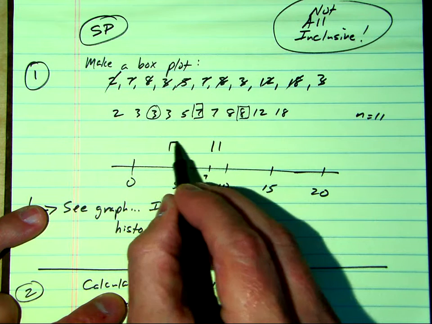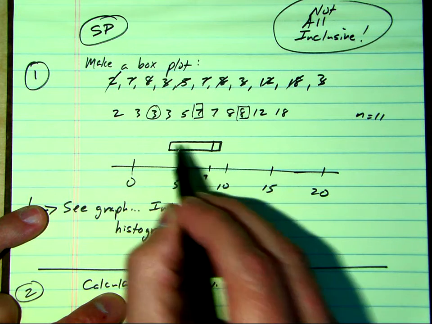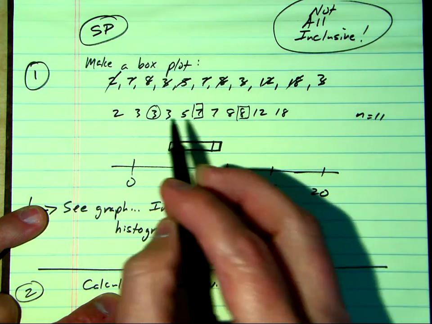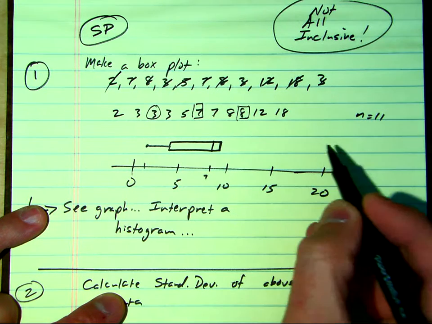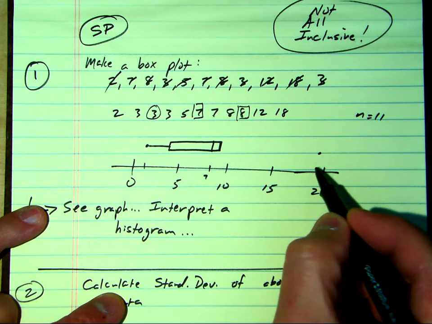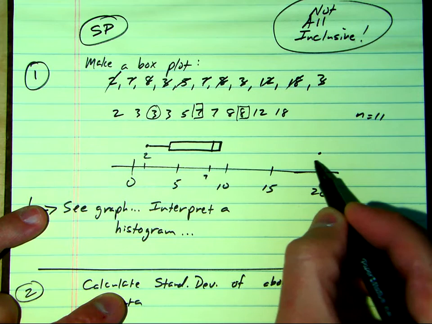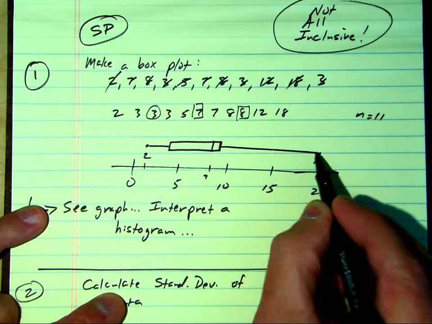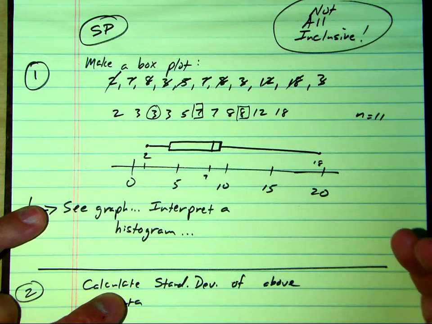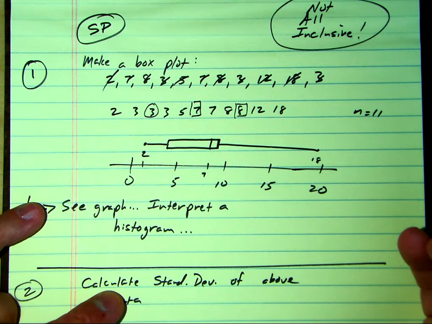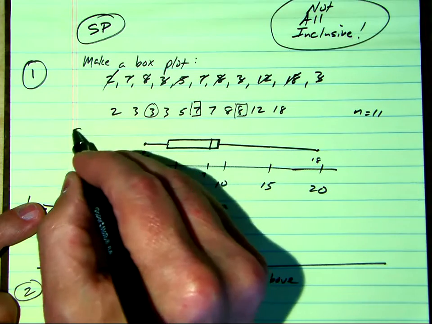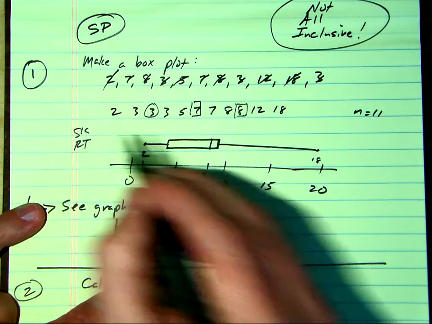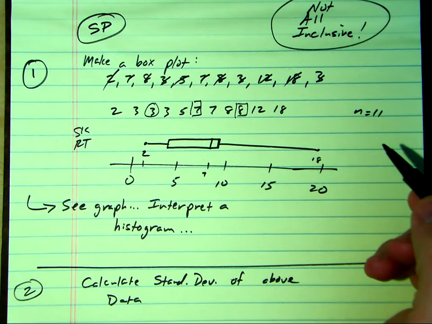What's next? Do we draw a little box? And then what's next? Our minimum and our maximum value. Let's label it 2 and 18. Wow. What do you say? Just the varsity level stuff. How would you describe that data? Skewed right. Skewed right.